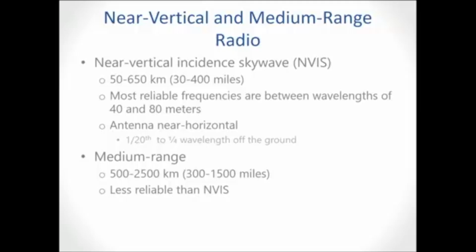And I'll show a design for an antenna, and it's nearly horizontal or V-shaped. And also medium range, 500 to 2,500 kilometers. And we're going to do the close-in part of that, like out to 900 or 1,000 kilometers, depending on ionospheric conditions and what kind of bit rate we need.